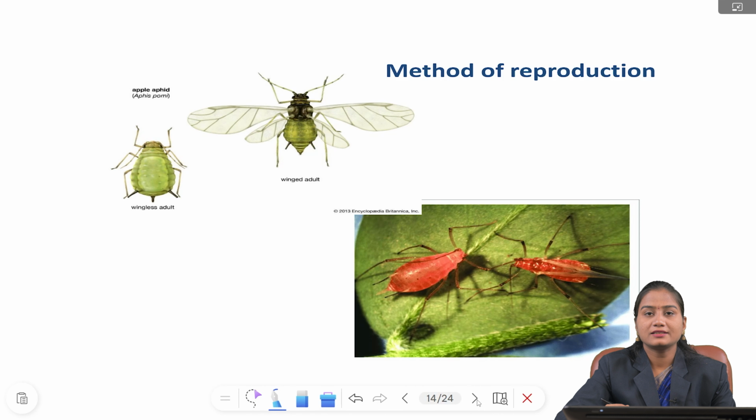Another important character is the method of reproduction. Insects can reproduce both asexually and sexually. In asexual reproduction, parthenogenetic reproduction plays a major role. Without mating also, insects can reproduce and give birth to many insects.